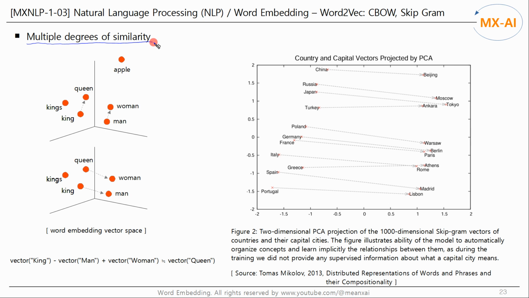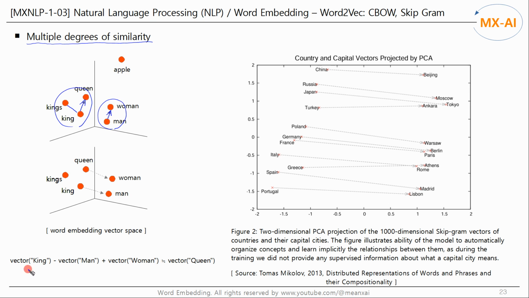This similarity can be both semantic and syntactic. For example, king and queen are related to royalty and are semantically similar. The same goes for the relationship between man and woman. Semantically similar words tend to be located close to each other in the word embedding vector space. And king and kings have similar endings and are syntactically or grammatically related.